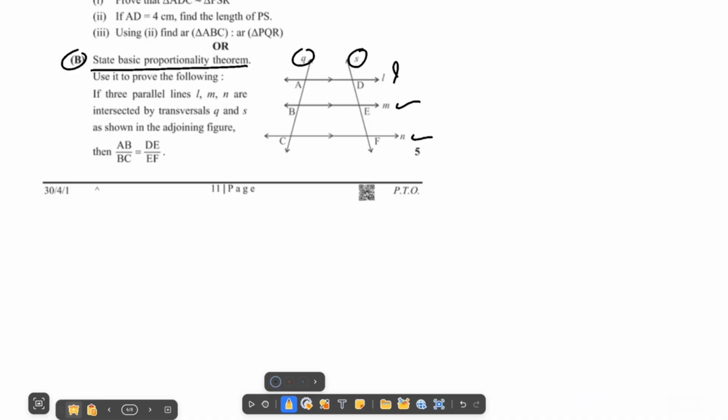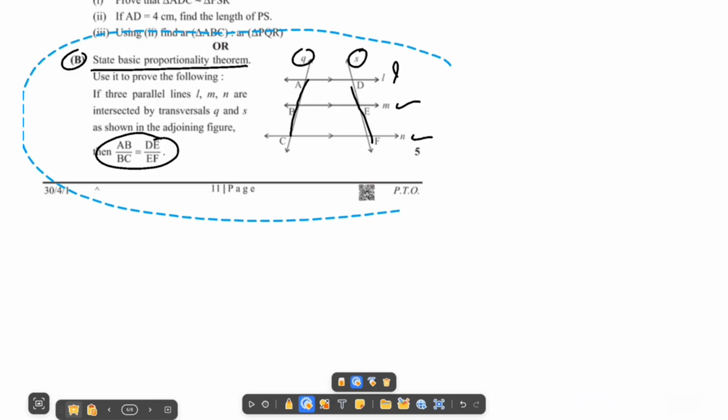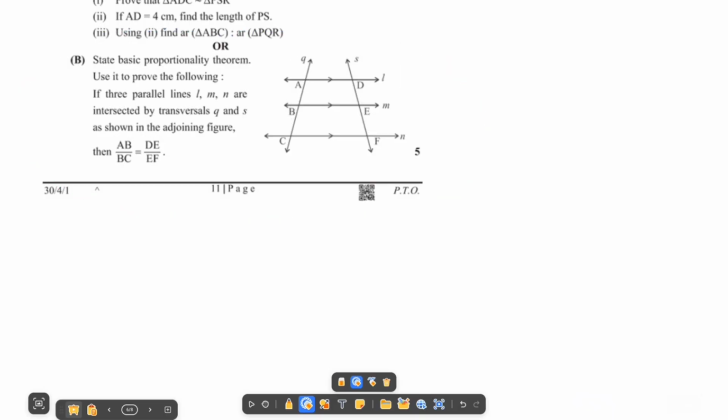So what you have to find? We have to find AB by BC is equals to DE by EF. So AB by BC is equals to DE by EF. So this is what we have to find. So let's write what is given.